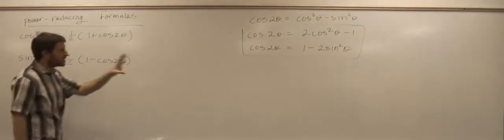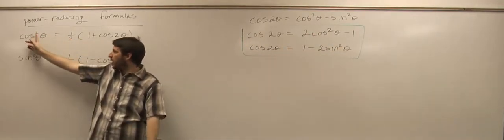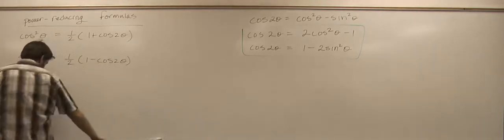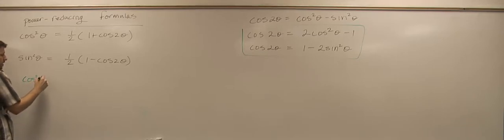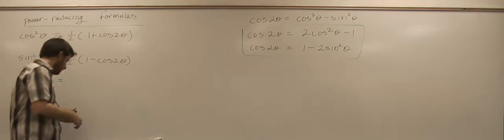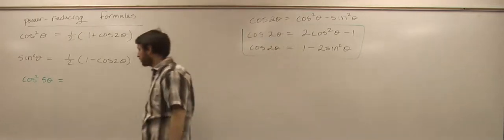So these formulas are basically what happens if you solve for cosine squared or sine squared. And what they allow you to do is take a square and replace it with a double angle. So to test and see if you really understand this, if I wanted a formula for cosine squared of 5 theta instead of just cosine squared of theta, what do you think will happen? Replace the 2 theta with 10 theta.